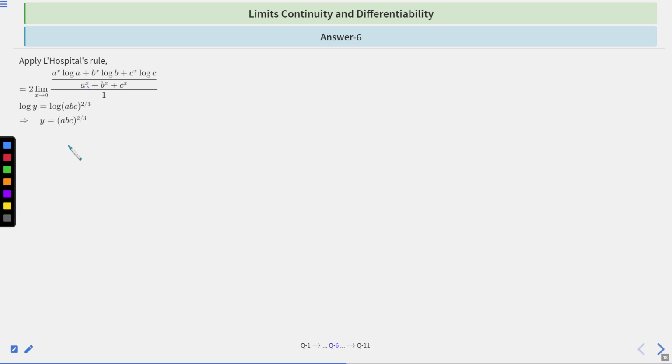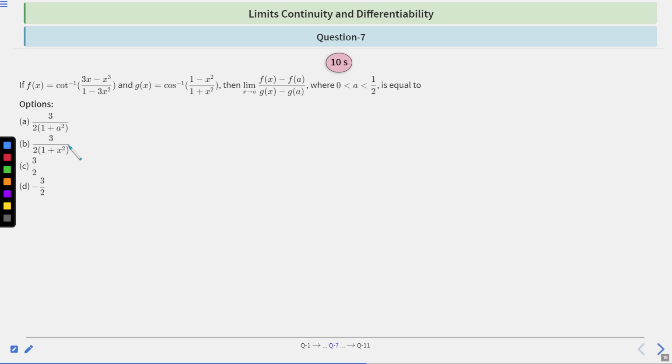So let's move to the next question. Question number 7, which says, see, if f(x) is equal to cot inverse of (3x minus x cube) upon (1 minus 3x square) and g(x) is equal to cos inverse of (1 minus x square) upon (1 plus x square), then limit x extending to a of (f(x) minus f(a)) upon (g(x) minus g(a)), where a is between 0 to 1 by 2, is equal to. You have 10 seconds to solve this question. After 10 seconds, we will discuss the solution.